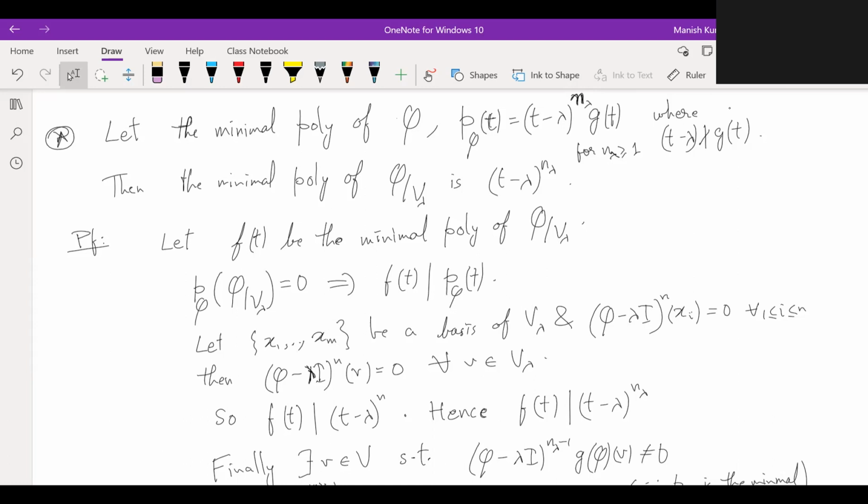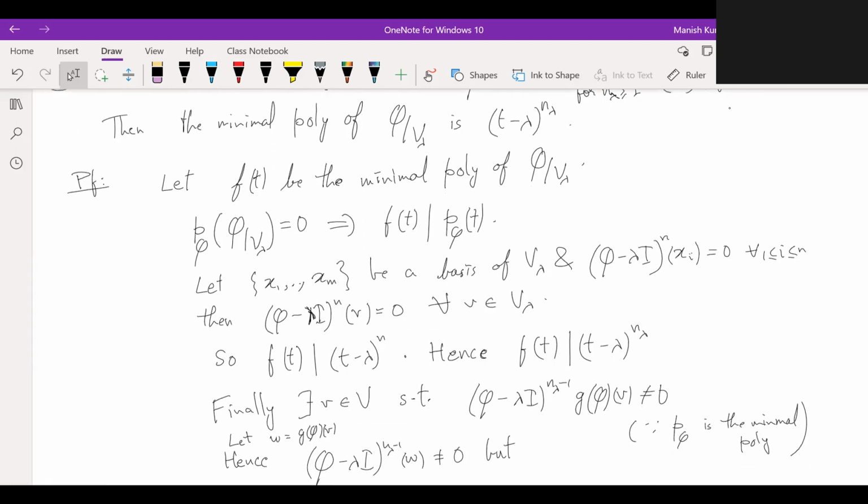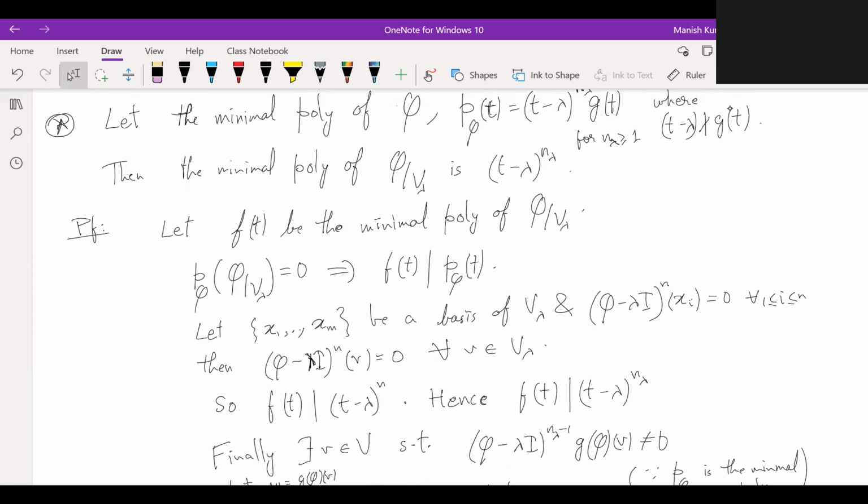So since f(t) divides this, and it also divides p phi(t), it has to divide the greatest common divisor, which will be (t minus lambda) to the power n lambda. So f(t) divides (t minus lambda) to the power n lambda. Okay. So you can take n to be bigger than n lambda. Then it is clear that f(t) divides something like this.